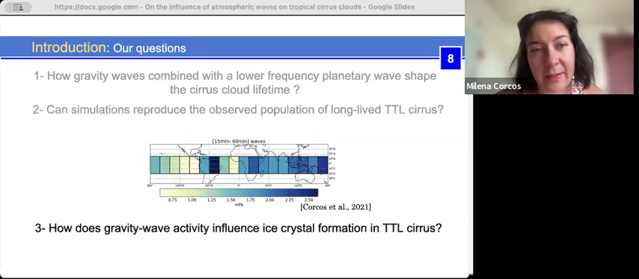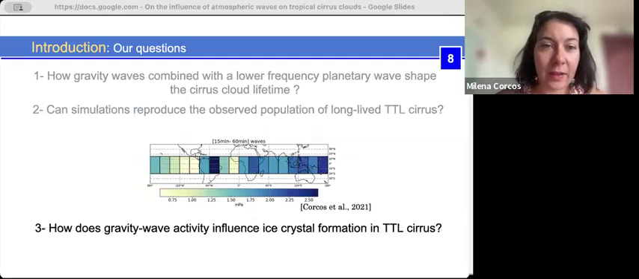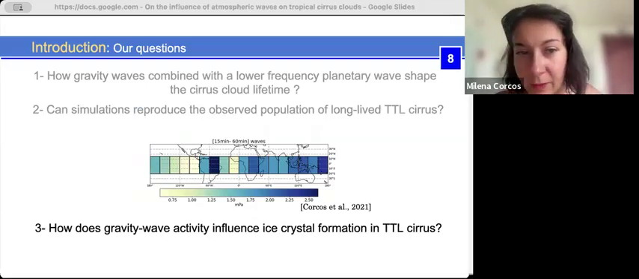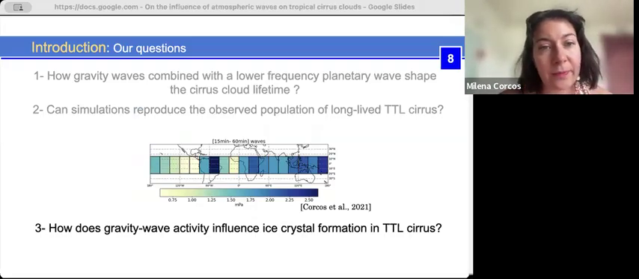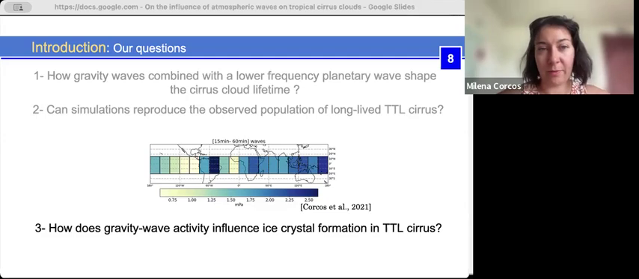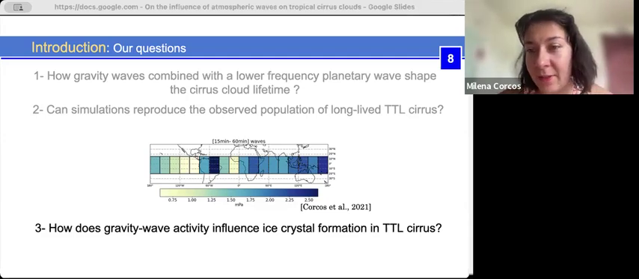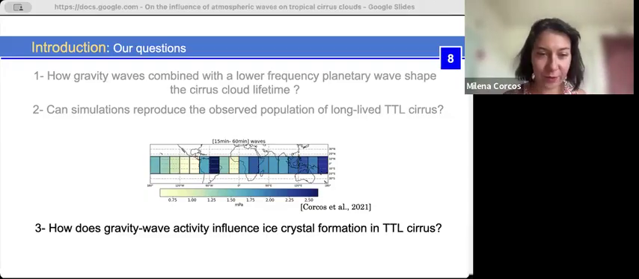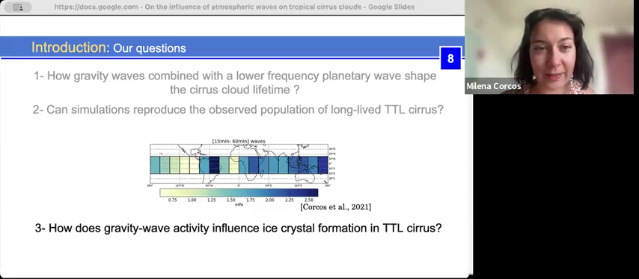And finally, we know that gravity wave activity is not uniform through the tropics. Some regions have stronger gravity wave activity, for example, as observed by the balloons and shown on my figure here with different momentum fluxes. So this raises a third question: how does gravity wave activity variability influence ice crystal formation and cloud persistence? I will answer this question in two different parts of my presentation because we assessed it with two different modeling techniques. So these are the three scientific questions that I will investigate with you today.